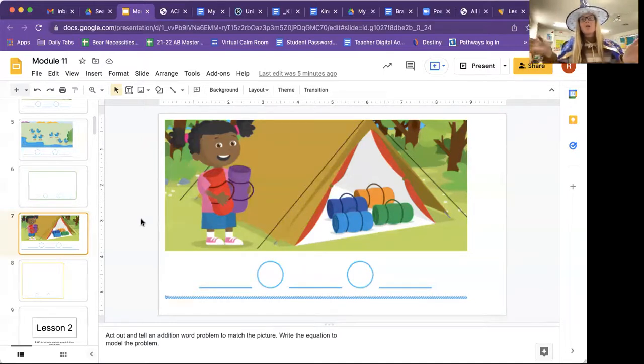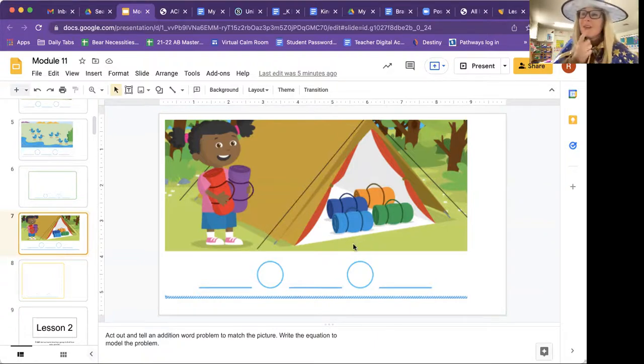Zoe loves to go camping with her family. She's helping to unload the car with the sleeping bags. So first she put 4 sleeping bags in the tent. What number would go here? 4 sleeping bags in the tent. Then she went and found 2 more. How many sleeping bags are there total?